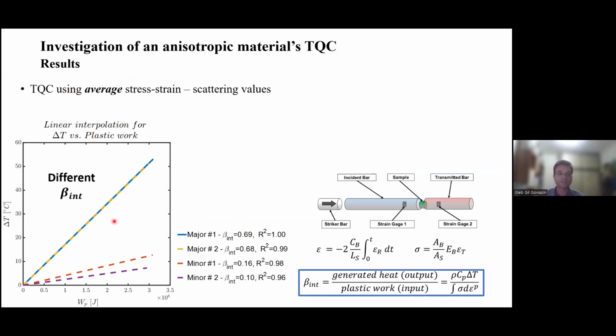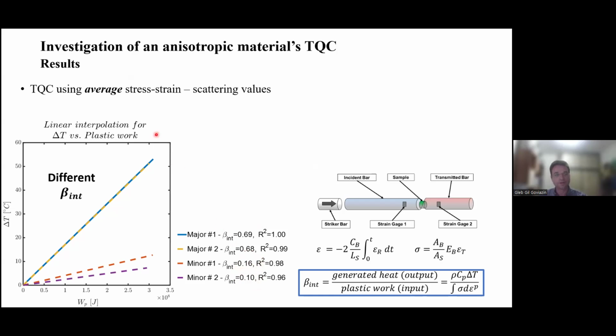But what we got was a very large scattering in the values that we saw. We sometimes saw values of almost 0.7, and sometimes we saw values of about 0.15. How can we explain it?